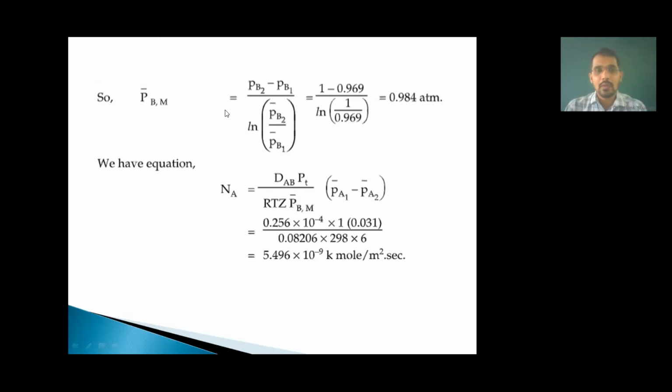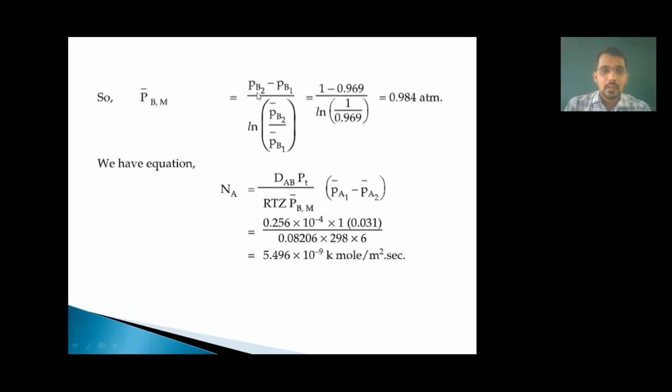That is the log mean pressure that you have to find in this equation. We have values for PB2 bar and PB1 bar, all these terms are partial pressures. PB2 bar is 1 and PB1 bar is 0.969, so we have (1 - 0.969) divided by ln(1/0.969). Just calculate, and you will get 0.984.